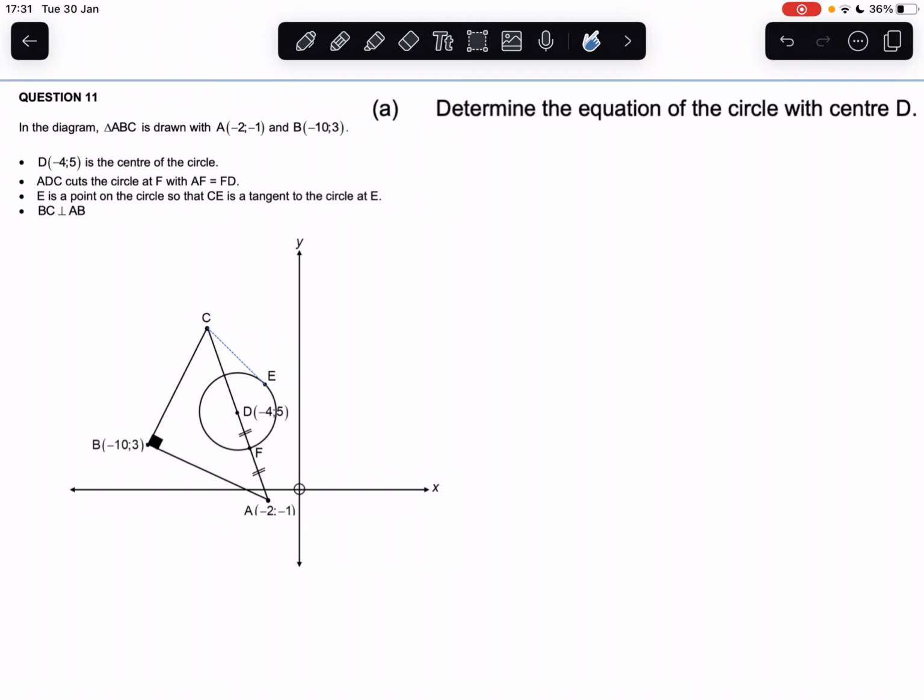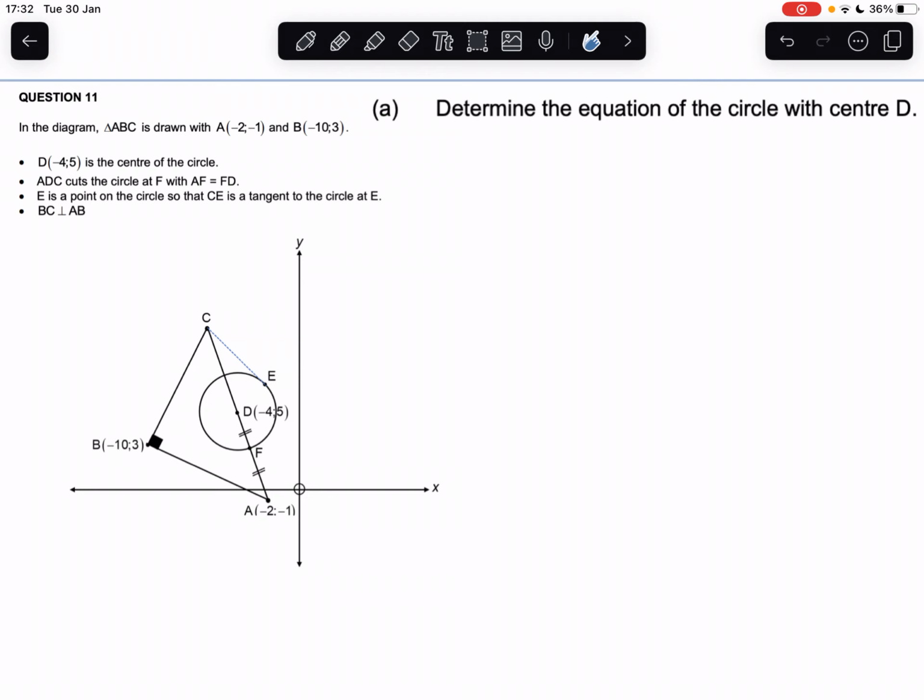ADC cuts the circle at F such that AF is equal to FD, so they've marked that for us. E is a point on the circle so that CE is a tangent to the circle at E. And we're told that BC is perpendicular to AB, so we've got ABC is a right angle triangle. Whew, what a mouthful.